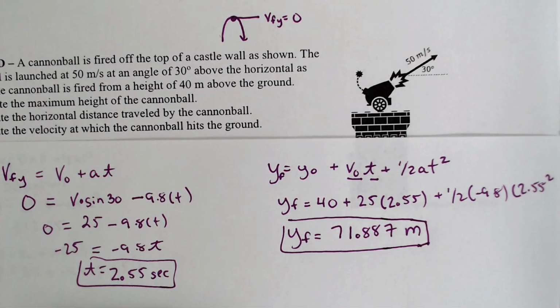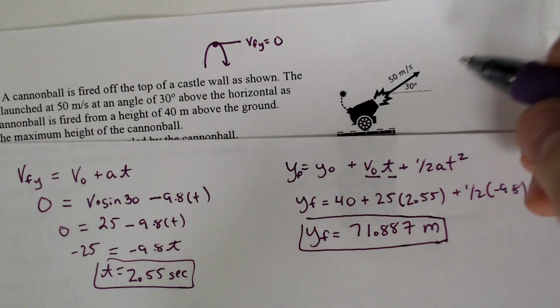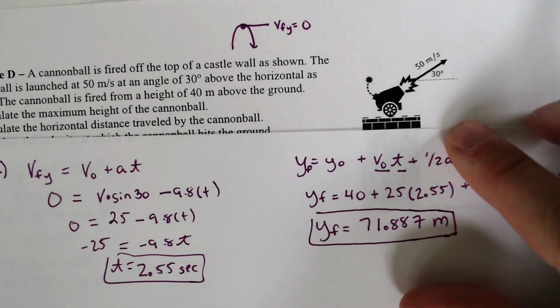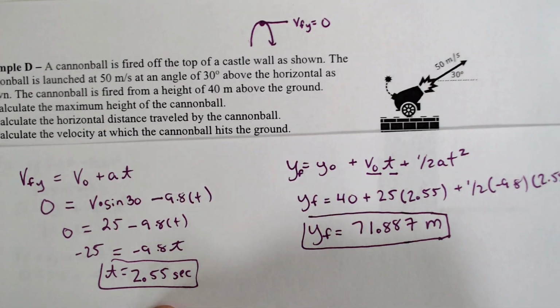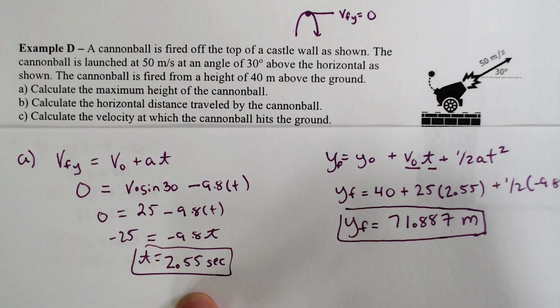So not as high as we would have thought, but it was also launched from 30 degrees. That's not as high in the vertical component as the horizontal component. All right, so let's remember those two things. Let's specifically maybe remember the time. It might come into play.